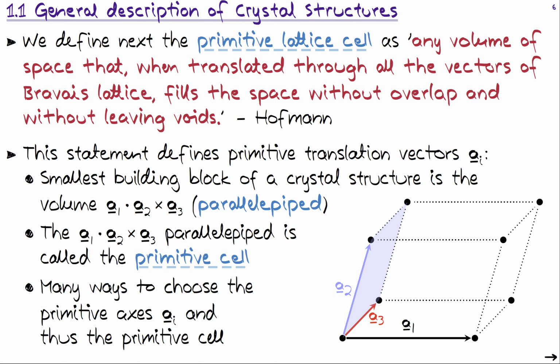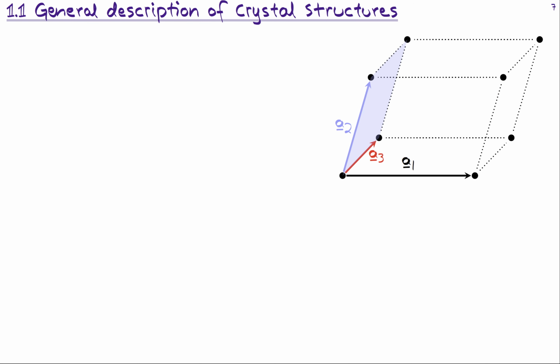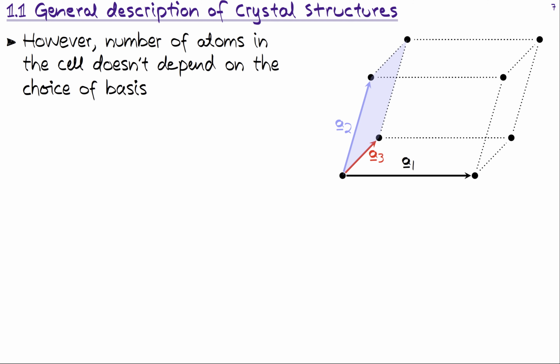Let's now go forward. What else is there to know about crystalline structures? So the number of atoms that we are dealing with here in the cell does not depend on the choice of the bases. And my apologies here, I'm saying atoms, but I should really be saying that the number of lattice points in the cell does not depend on the choice of bases. So when we have a primitive cell, there's always a single lattice point per cell.